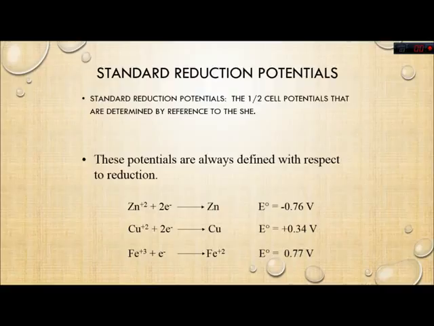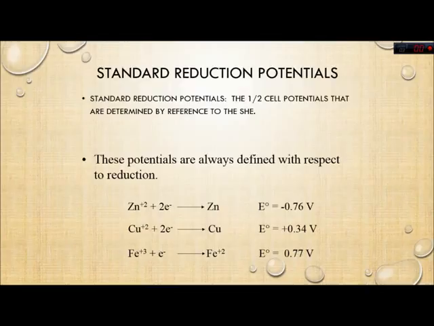Now standard reduction potential. Standard reduction potentials are the half cell potentials that are determined by reference to SHE. These potentials are always defined with respect to reduction, as the name suggests, standard reduction potential. So how are these things reduced? That means zinc 2 plus combining with 2 electrons gives zinc.